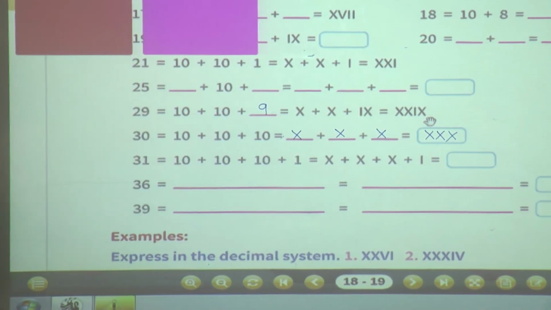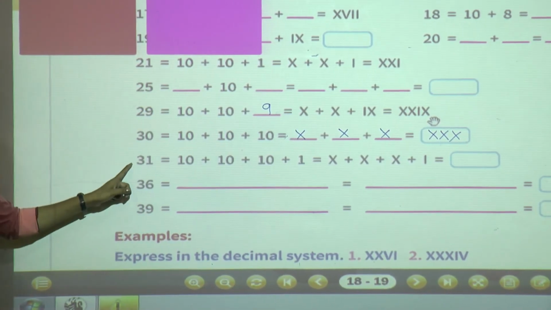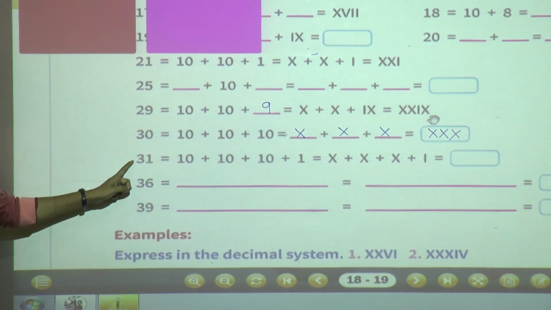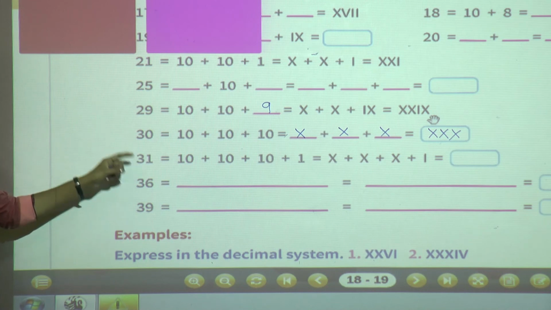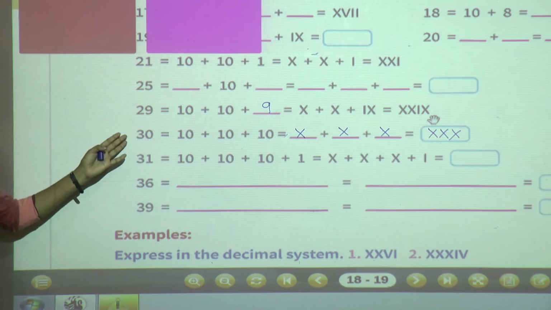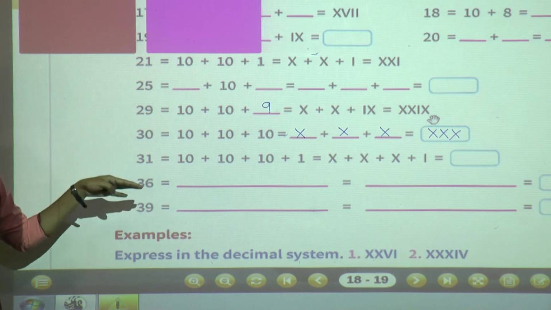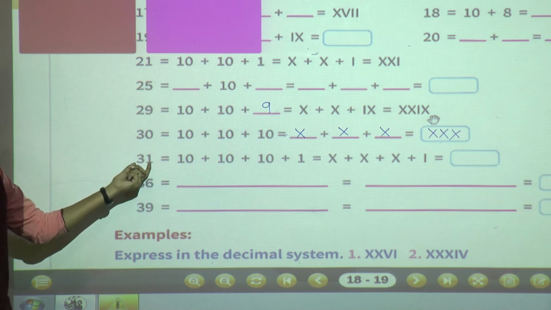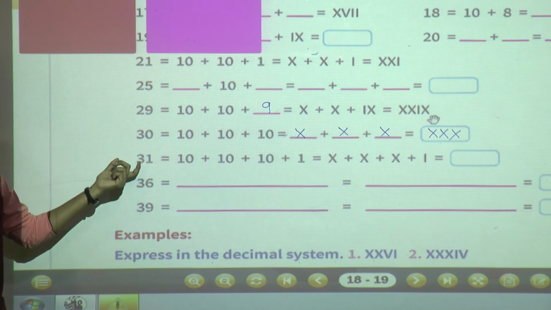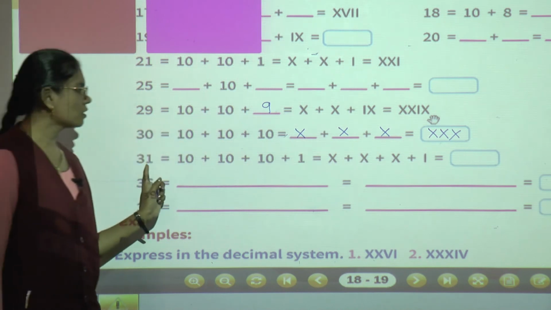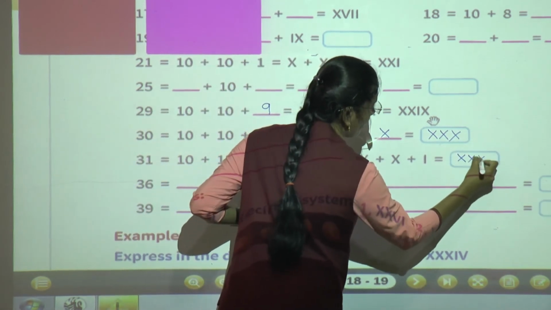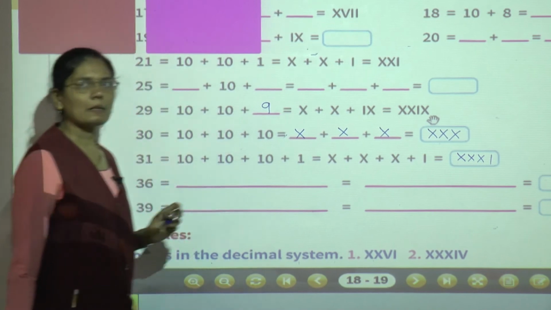Okay. Now the next number is 31. What do you have to do? Now can you tell me how we can represent 31 in the Roman number system? It is very easy. Why? Because just now I told you how to represent 30. You just have to add 1 to 30, then you will get 31. So 31 means 30 plus 1. And for 30 what are we using? Triple X. And for 1 we are using I. So 31 means triple X I.